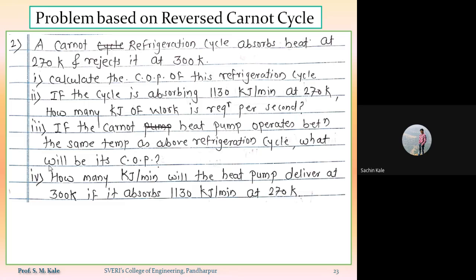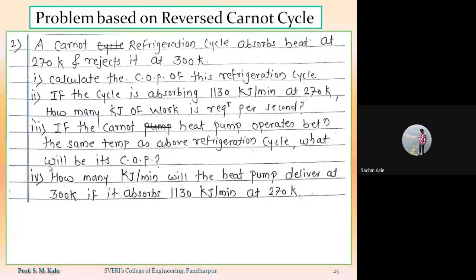In the second part, they have provided the value of the amount of QA, that is QA is equal to 1130. Then in that case, we have to find out the work done on the system. That is nothing but we have to find out the value of W.